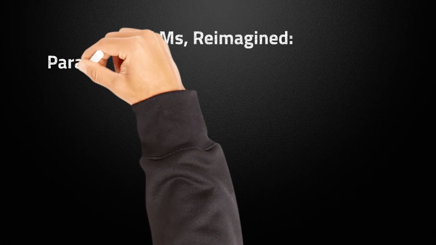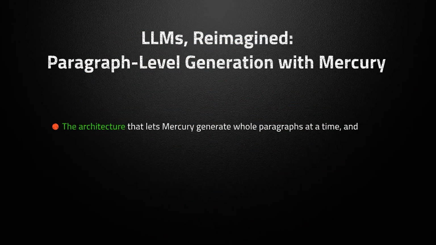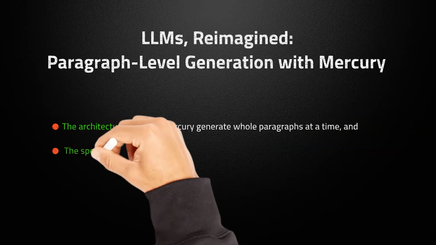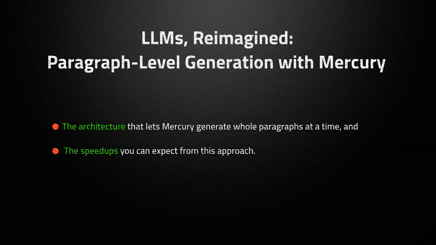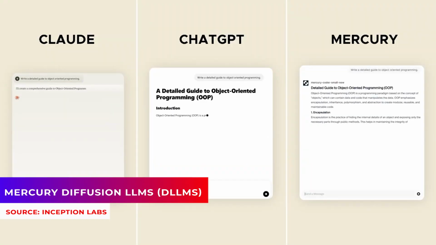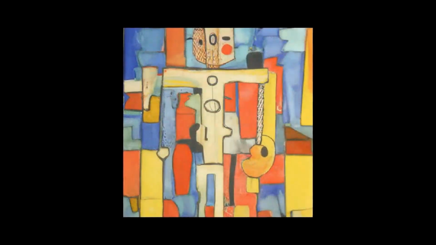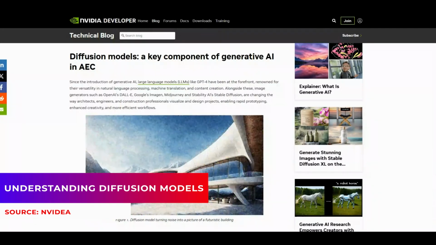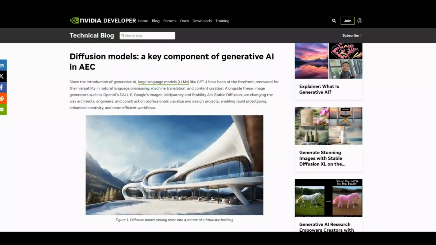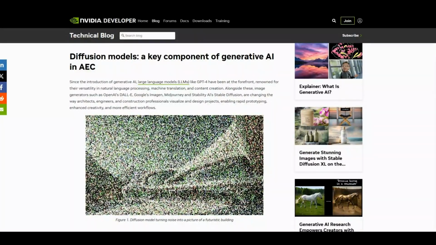Today, we'll cover two things: the architecture that lets Mercury generate whole paragraphs at a time, and the speedups you can expect from this approach. Mercury achieves paragraph level generation by using a diffusion process. Diffusion models aren't new. You have seen them in systems like DALL-E, where noise is gradually refined into a crisp image. What's new here is applying diffusion to text.